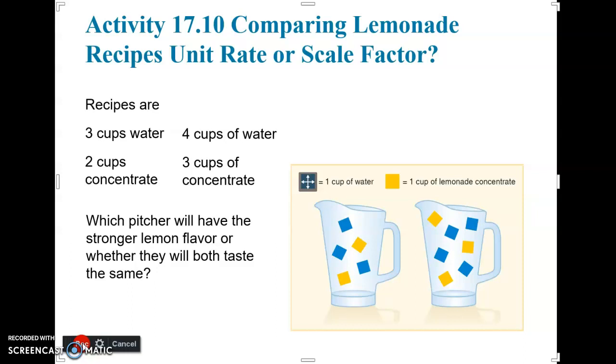A yellow square is a cup of lemonade concentrate, and a blue square is water. Ask whether the lemonade in one of the pitchers will be stronger, more lemon flavored, or will they taste the same. The recipes can be adapted to indicate fractional values. You could use 3/4 of a cup water, 1/8 cup concentrate, 3/2 water, 1/4 concentrate.